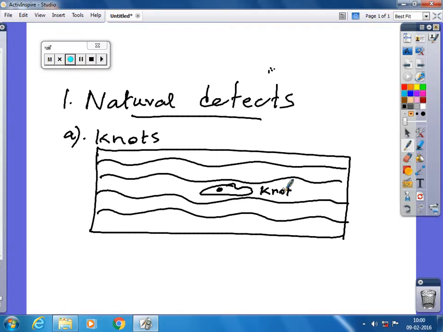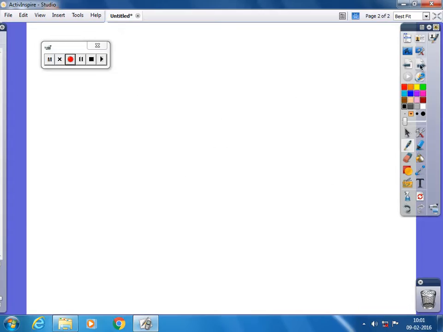And due to that, the knot is formed. Maybe we'll watch a video of how a knot is formed. I have a video, I'll bring that. So we'll go to the next thing, vein. Another thing I want to explain is, if a knot is formed, what will happen to the timber? It will reduce the strength.